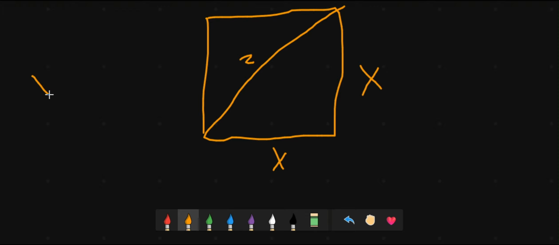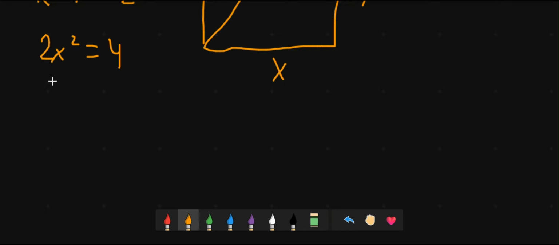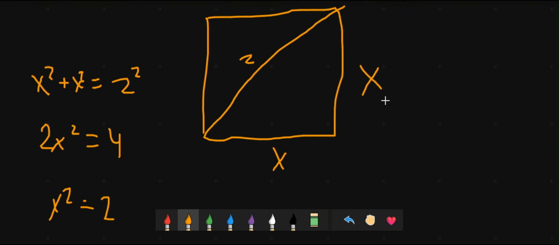So we know via the Pythagorean theorem that x squared plus x squared is equal to 2 squared, because a squared plus b squared is c squared. This relationship right here. And so we know that 2x squared is equal to 4. Dividing both sides by 2, we get x squared is equal to 2. x is equal to the square root of 2. Okay, so this side is going to be root 2.